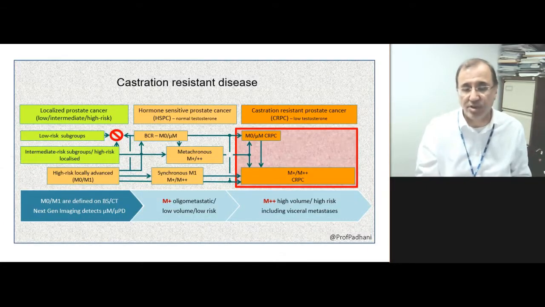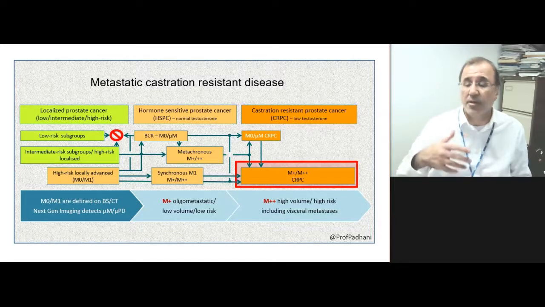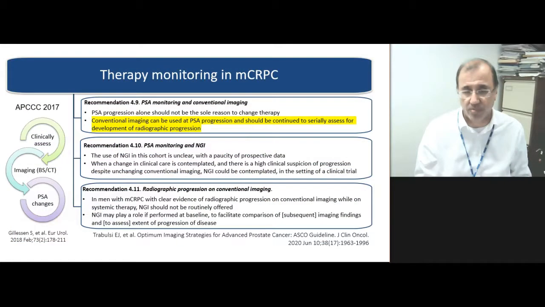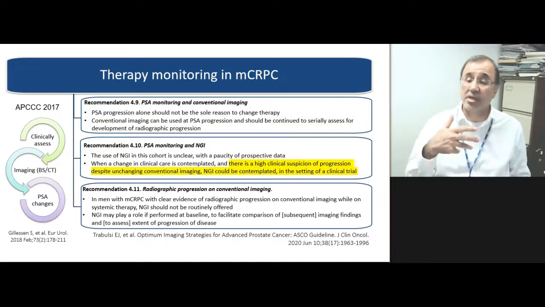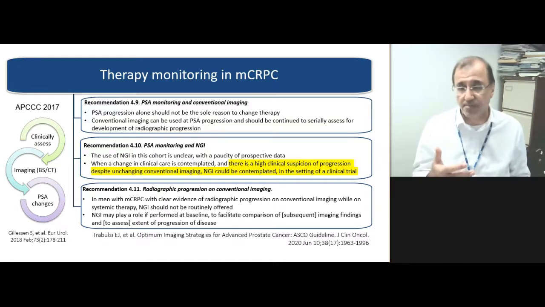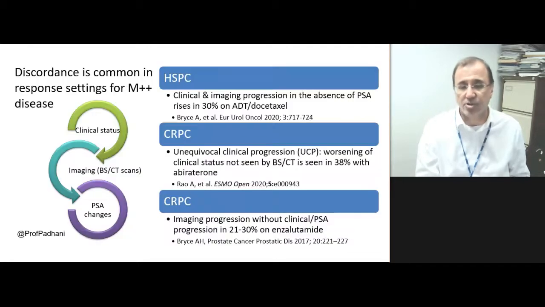Now let's talk about castration-resistant prostate cancer, particularly the polymetastatic state. The ASCO imaging guidelines say that PSMA progression should not be the sole reason to change therapy. If you see PSMA progression, then you should do conventional imaging to follow patients over time. But it also says that when there is a high clinical suspicion of progression with otherwise stable conventional imaging, you can think about using next-generation imaging, particularly in a clinical trial.